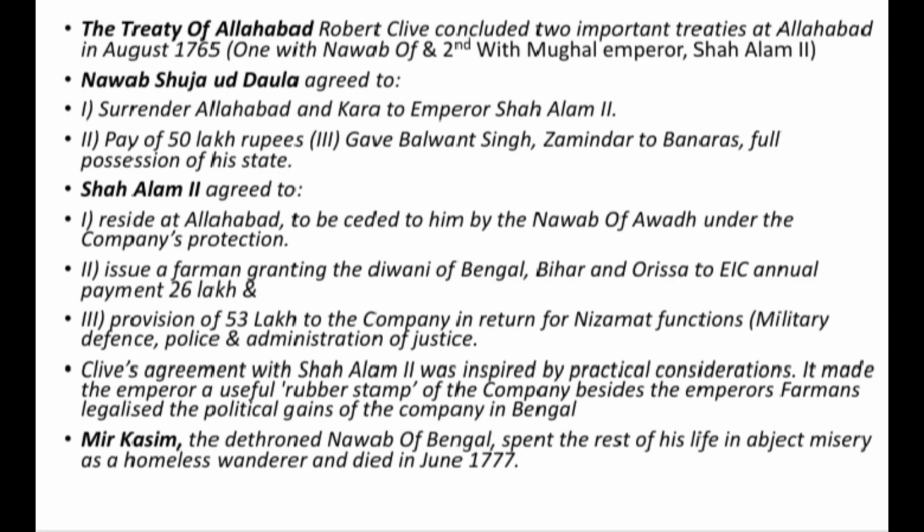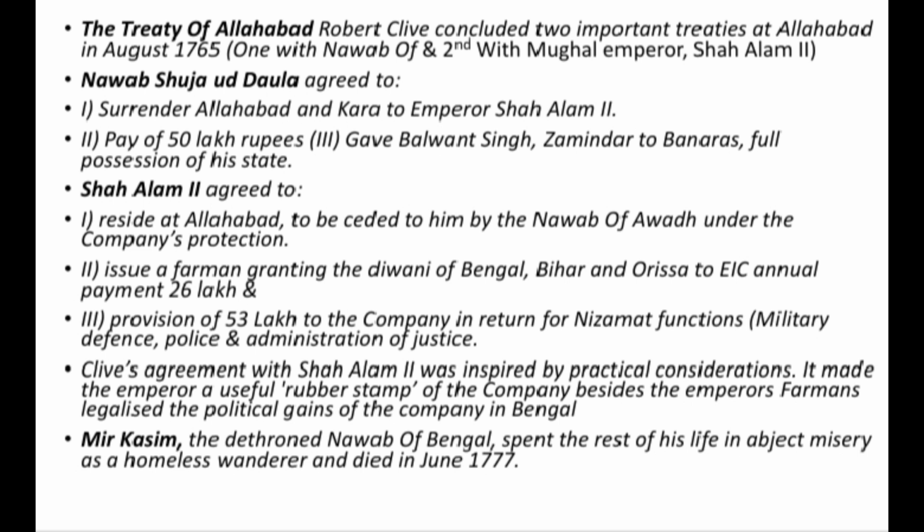Now the Treaty of Allahabad. Robert Clive concluded two important treaties at Allahabad in August 1765, one with the Nawab of Awadh and the other with the Mughal Emperor Shah Alam II. Nawab Shujauddaulah agreed to surrender Allahabad and Kara to Emperor Shah Alam II, pay rupees 50 lakh to the company as war indemnity, and give Balwant Singh, Zamindar of Banaras, full possession of his estate.